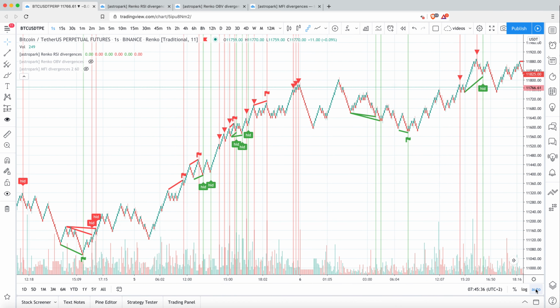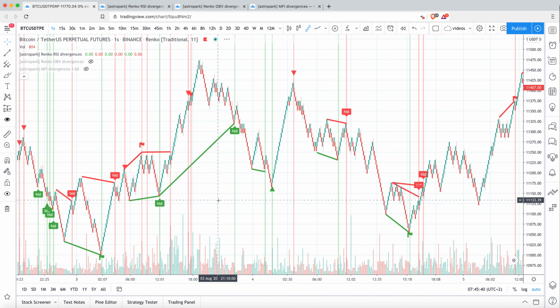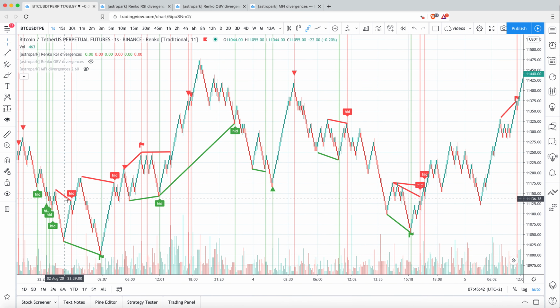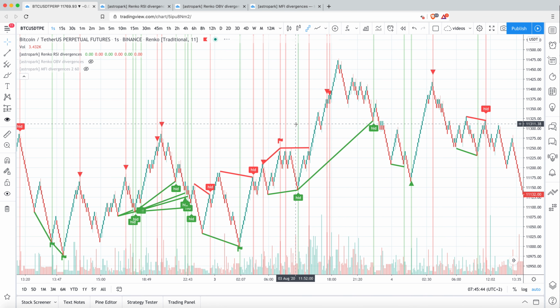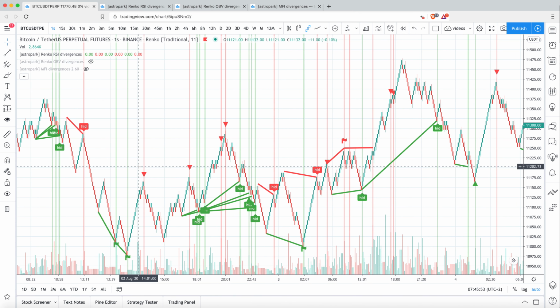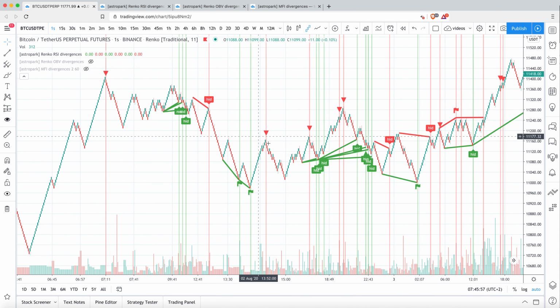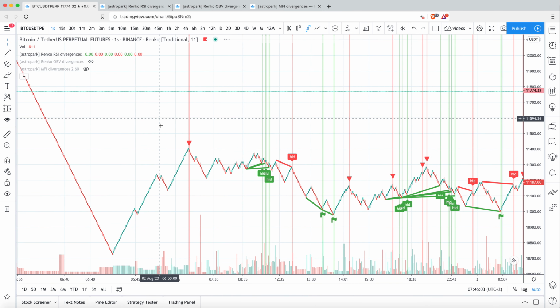Okay, I think it's pretty straightforward to understand the meaning of the indicator. Of course, you can set up alerts here, very easily. You just have some kind of bearish and bullish divergence to set up.